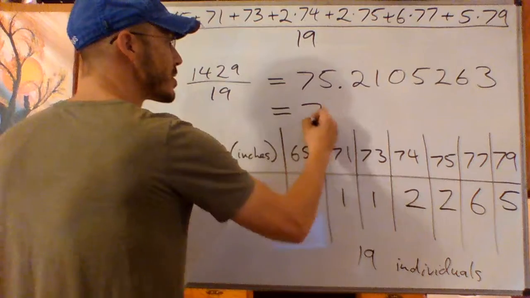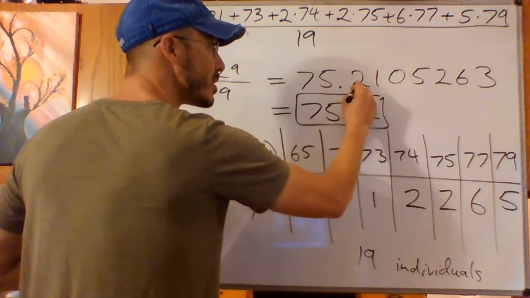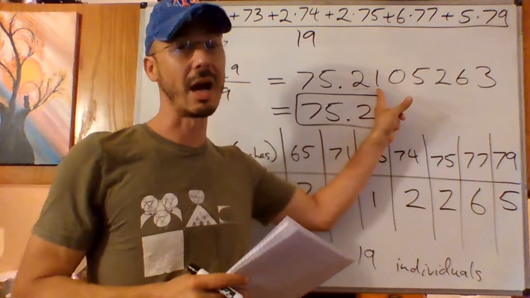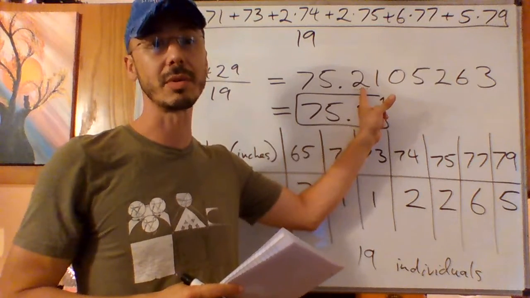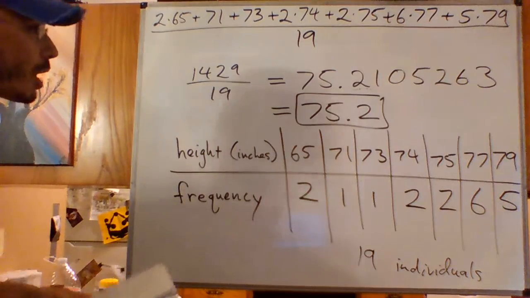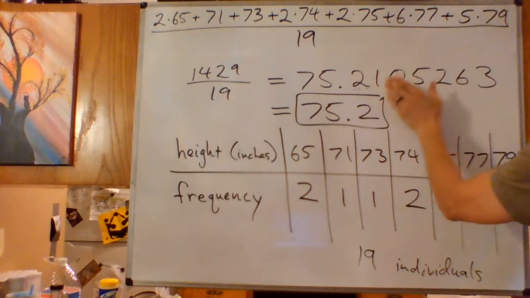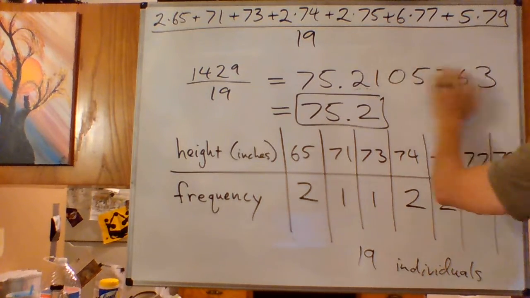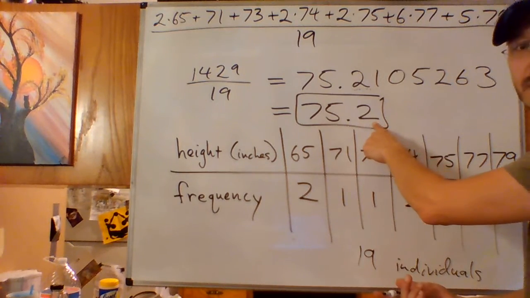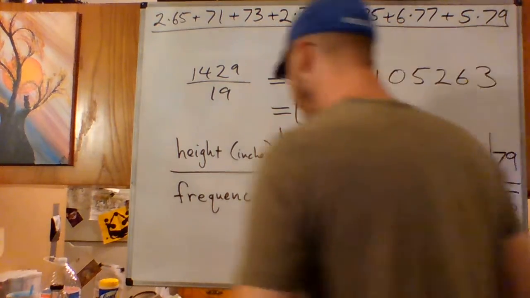We want the nearest 10th, so 75.2. There's the 10th place right there. And since this next digit is a 1, I'm not going to round this up. I'm going to leave that at 2. What we did there was we actually rounded off the rest of this from the hundredths place onward. We rounded down to the nearest 10th because the nearest 10th was a little bit below.